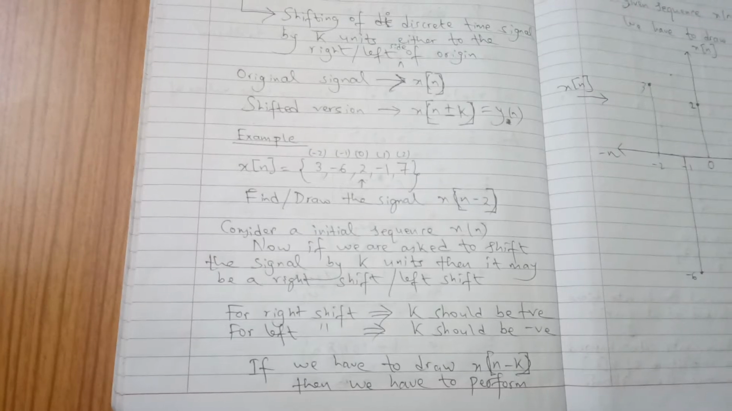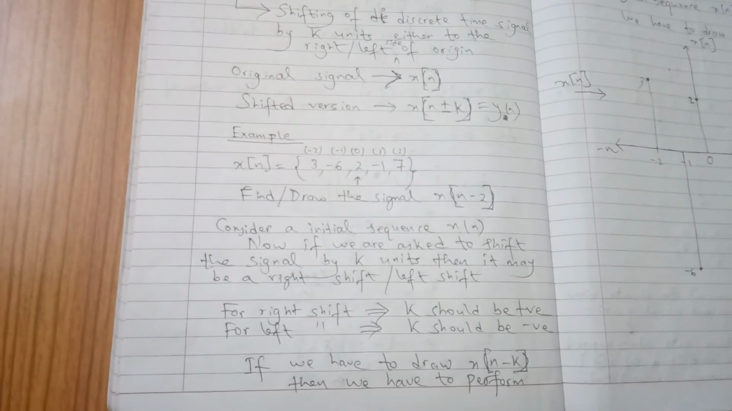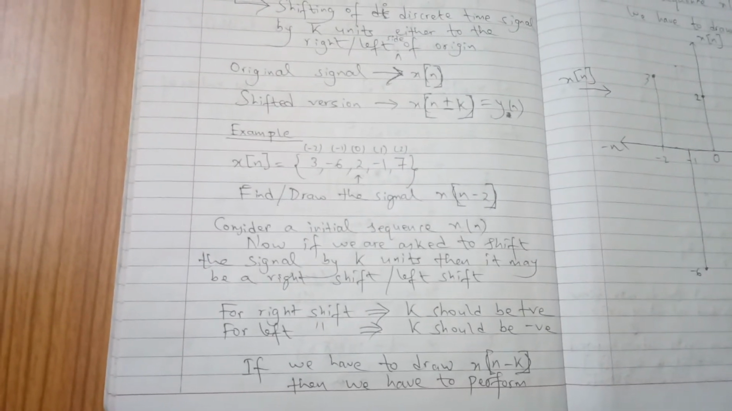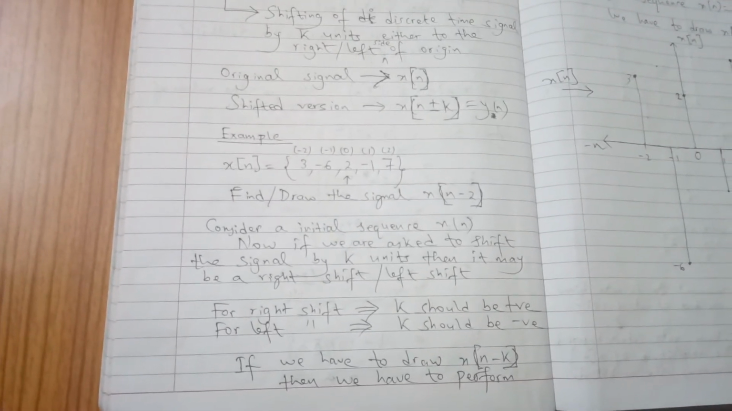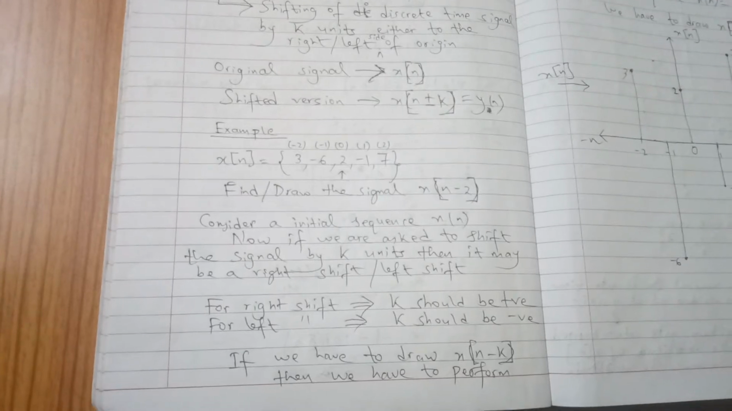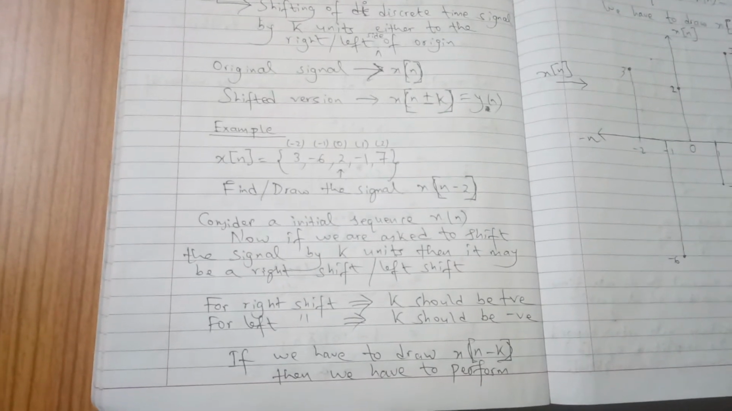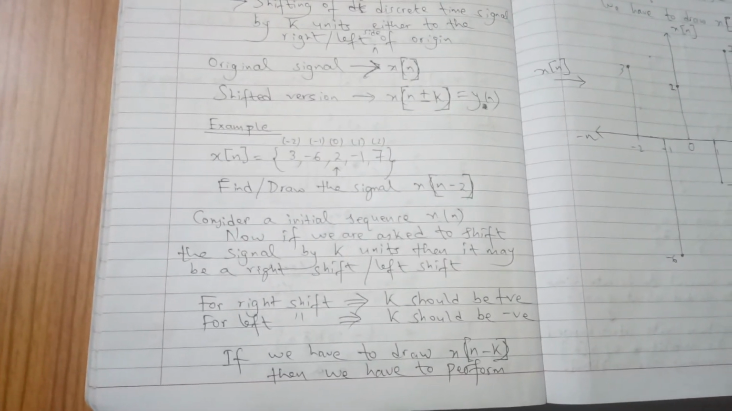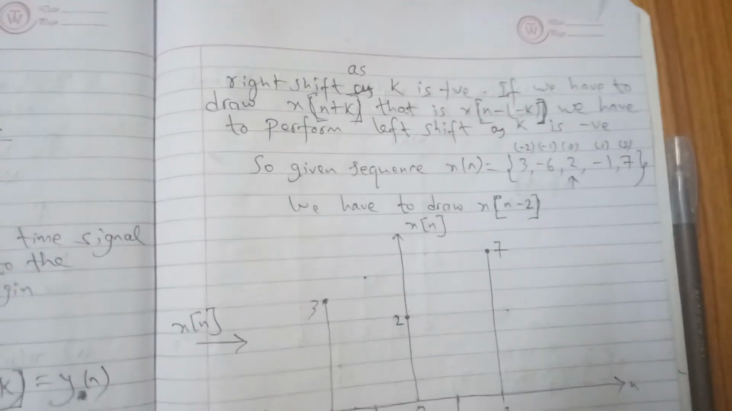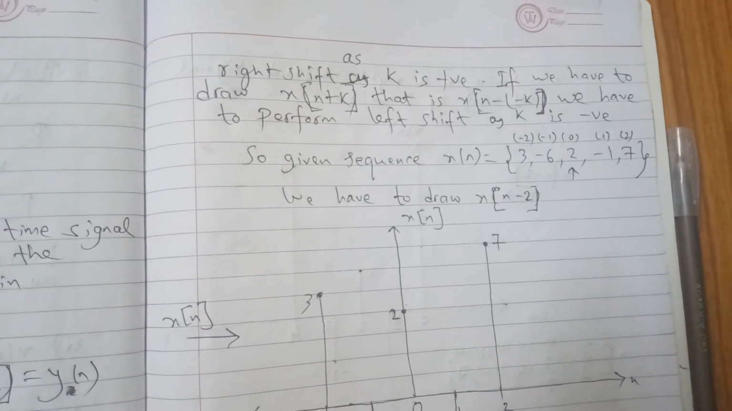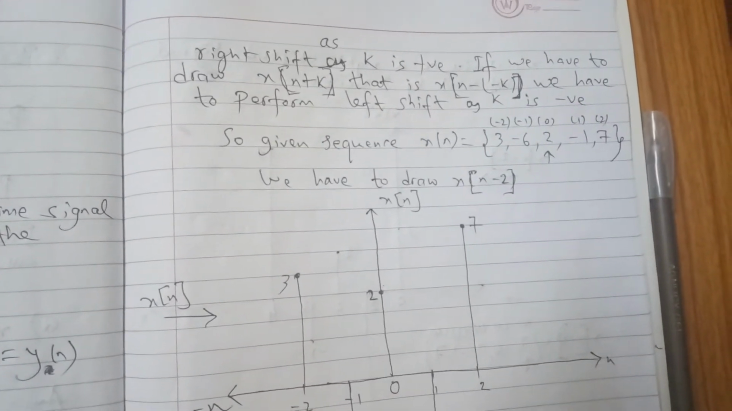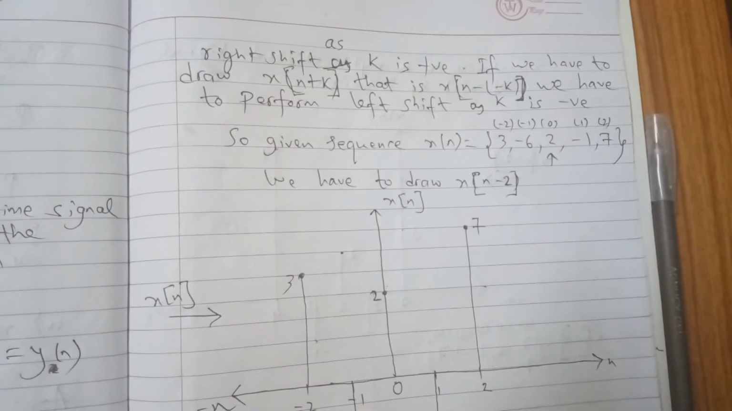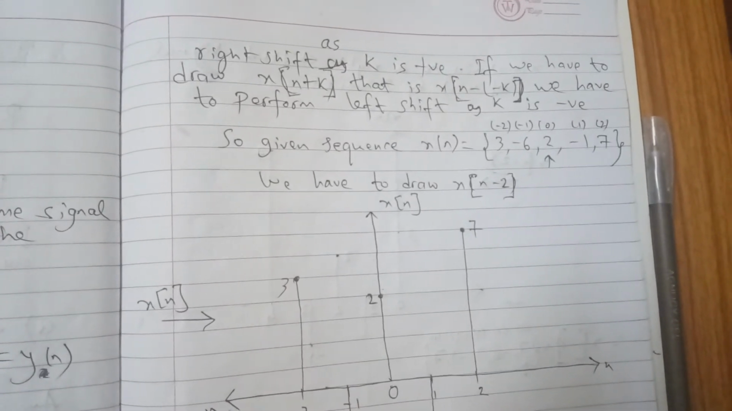Now consider an initial discrete time sequence x of n given to us. Now if we are asked to shift the signal by k units, then it may be a right shifted signal or a left shifted signal. If we have to draw x of n minus k, then we have to perform right shifting, as k is positive. If we have to draw x of n plus k, that is x of n minus of minus k, we have to perform left shifting as k is negative.